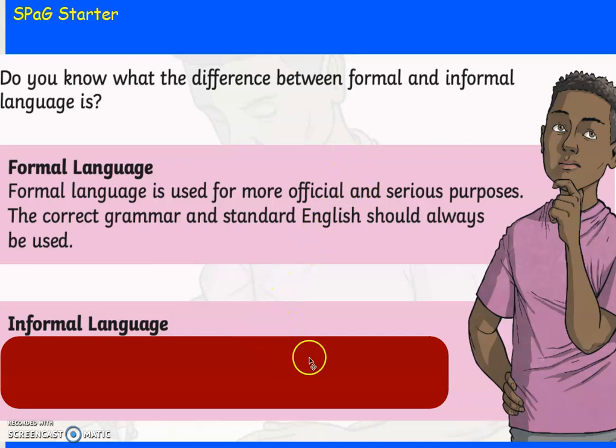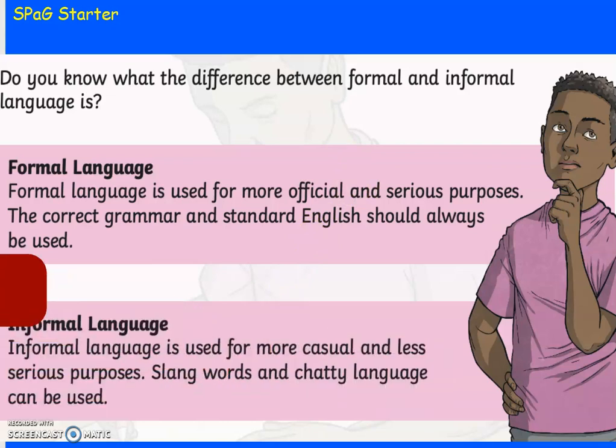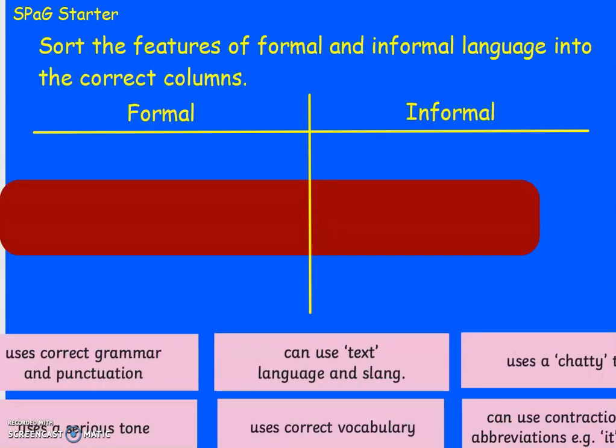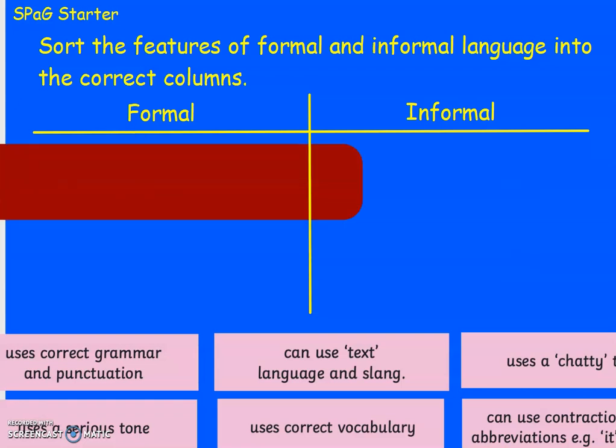The other one is informal language. Informal language is used more for casual and less serious purposes, with slang words and chatty language. So informal language is more what you'd use if you were just chatting to your friend, or writing something that's not quite as important, or not quite as posh.